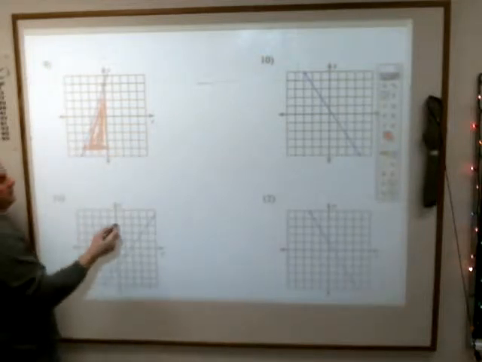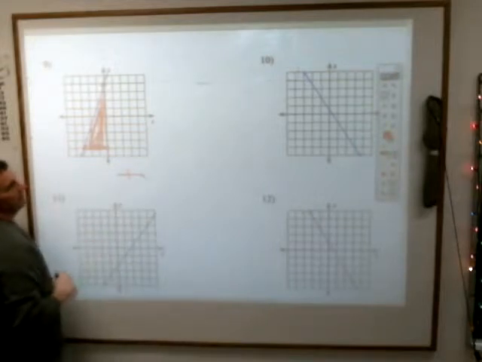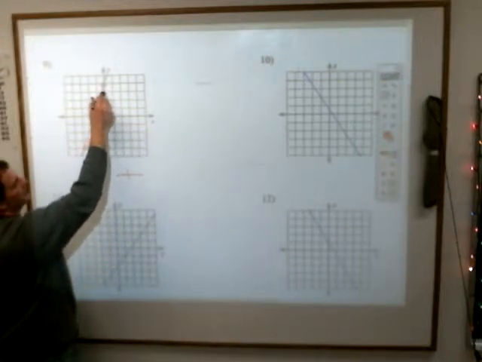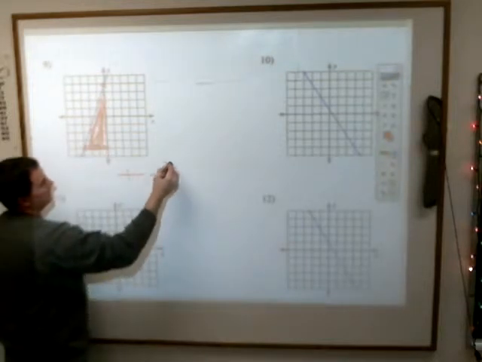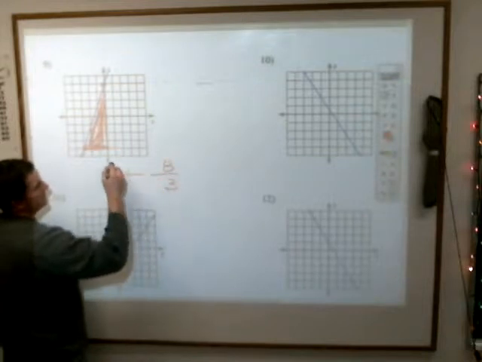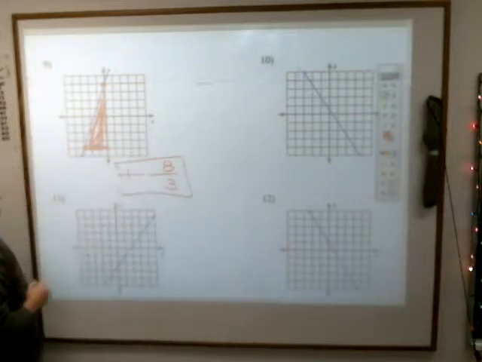But this is the right triangle you're using. Is it positive or negative slope? It's positive. How high is this? 1, 2, 3, 4, 5, 6, 7, 8. Over, how wide is it? 1, 2, 3. It is a positive 8/3 slope.